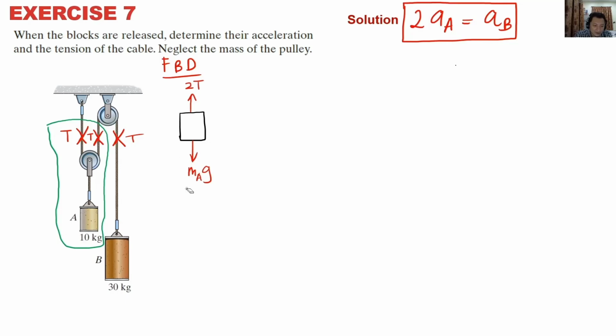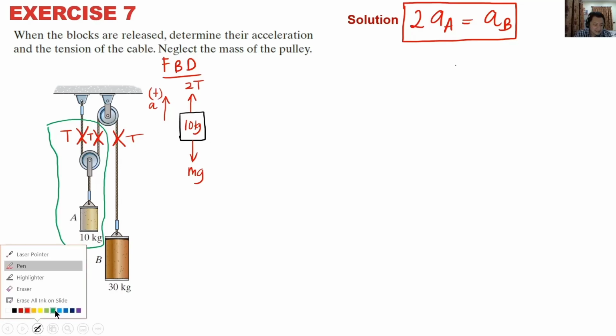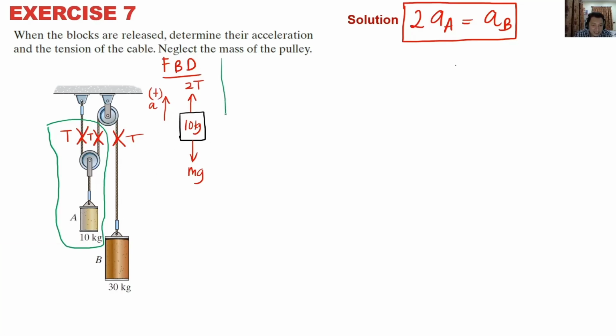Ini blok ni 10 kilo. Payahlah tulis macam ni, mg aje lah. Ini 10 kilo. So this block will go up. Why? 30 kilo is heavy, right? So 30 kilo going down. So atas is actually the acceleration direction, and atas is positive. So this is free body diagram for block A.